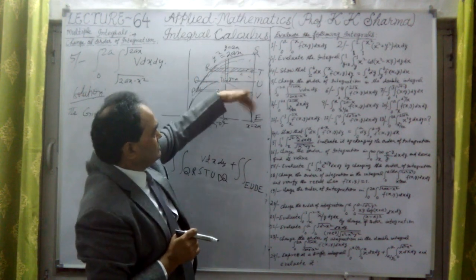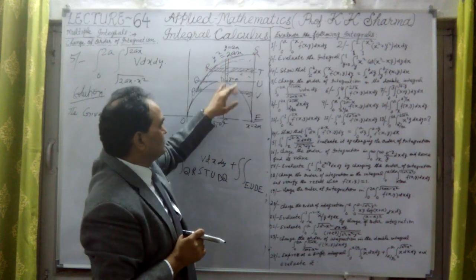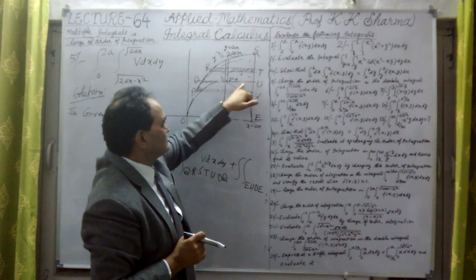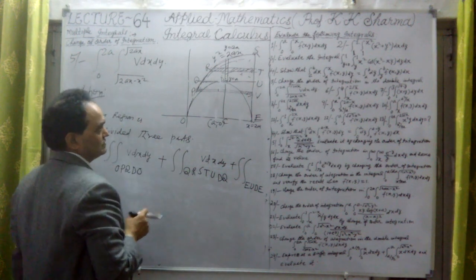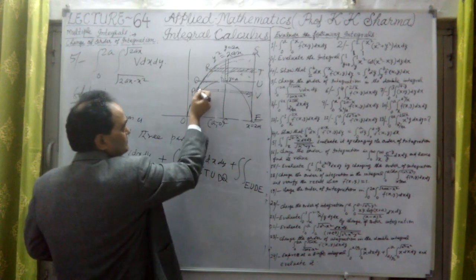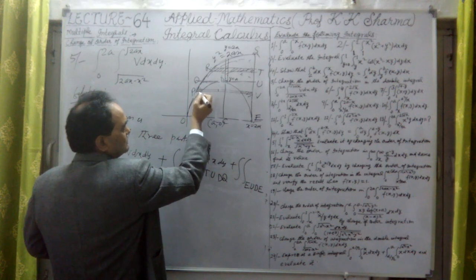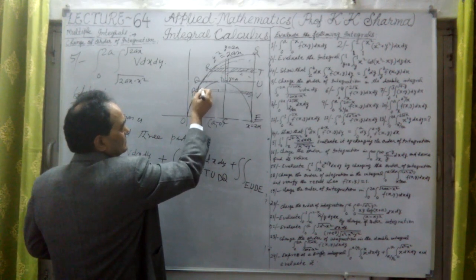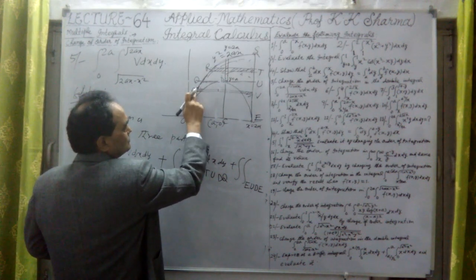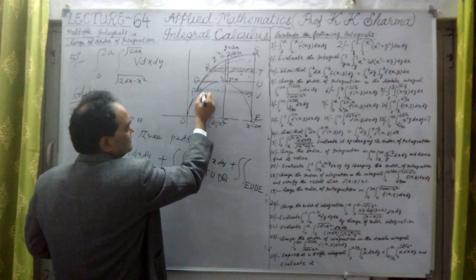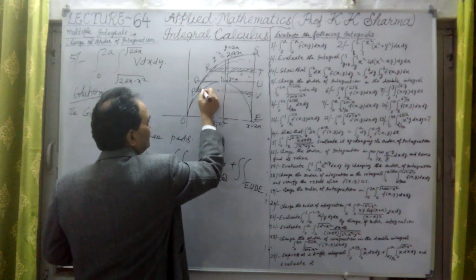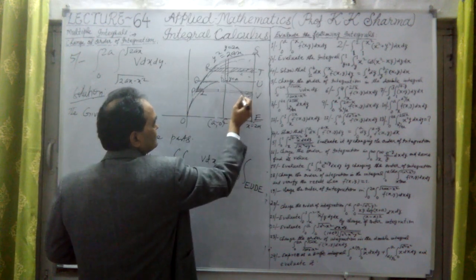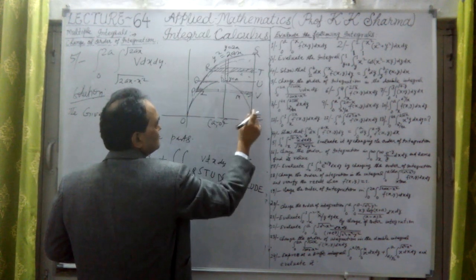Between these limits we have divided this whole region into three parts: this section, this section, this and this. What are the limits for this section? Now here we see, if I take this point, from this point to this point, let me take here PL. This is PL here. L point is this point. And this is L and M.